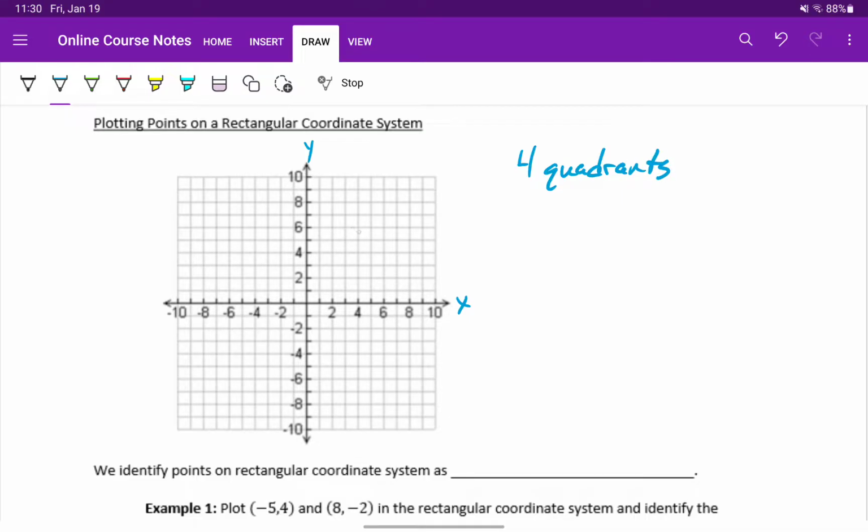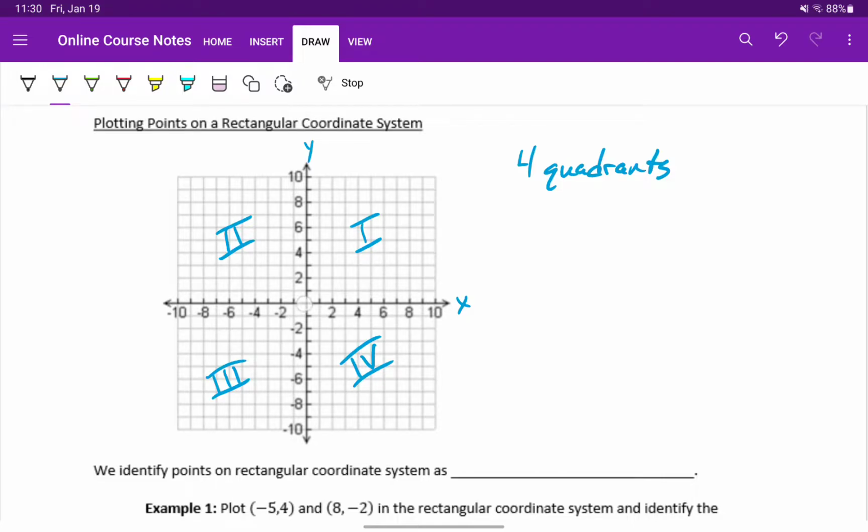Starting in the upper right-hand corner, we refer to that as quadrant 1, and then we move in a counterclockwise direction, labeling these quadrants as 2, 3, and 4. And we usually do that using Roman numerals. Looking at quadrant 1, that's the quadrant where both our values for x and our value for y are positive. And then as we get into those other quadrants, we start seeing negative values for x or y.